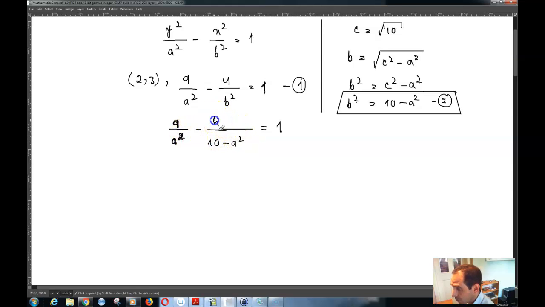So now what I can do in order to solve this equation is that I can write this as 9 by a squared minus this is 4 by 10. This is 4 by 10 minus 4 by 10. No, I cannot do that. I cannot do that. I'm sorry. That was a very, very bad mistake that I made.